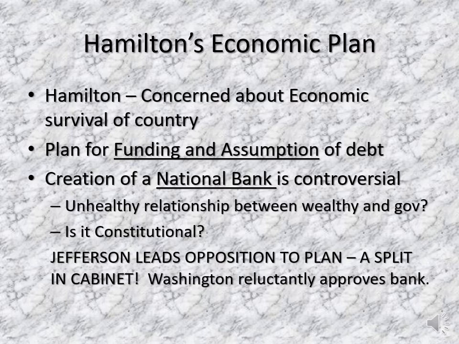Thomas Jefferson was the Secretary of State at the time, and he leads opposition to the national bank, and we see a split in Washington's cabinet, meaning some people sided with Alexander Hamilton and the creation of a national bank, and some people sided with Thomas Jefferson and thought that that wasn't a good idea. Although George Washington reluctantly approves that there should be a bank.